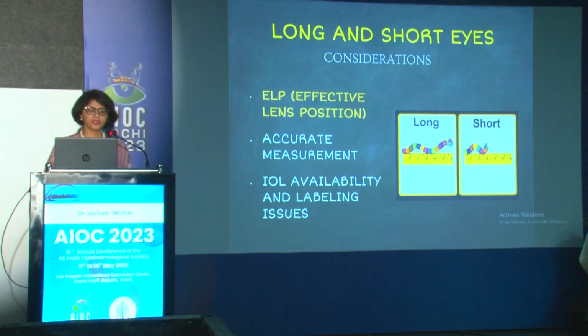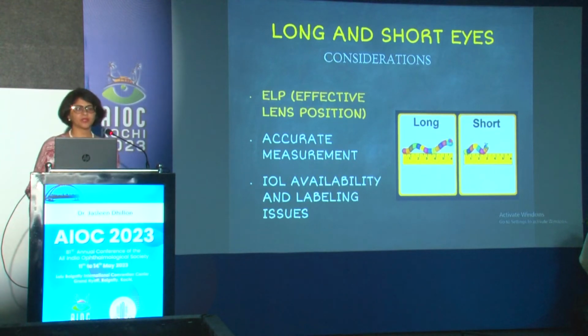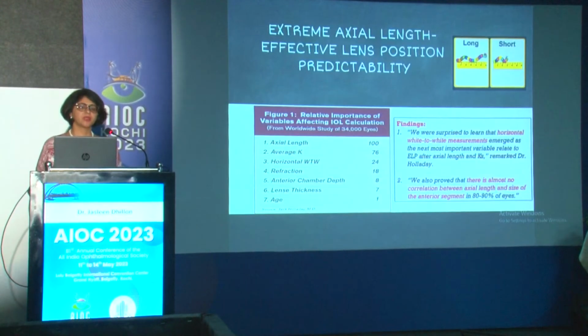The IOL availability and labeling issues are also there. So you do note that when the IOL power is very high or very low, you do not get them in the 0.5 diopter range, but rather at 1 diopter. So you need to then see which particular power would suit them most.